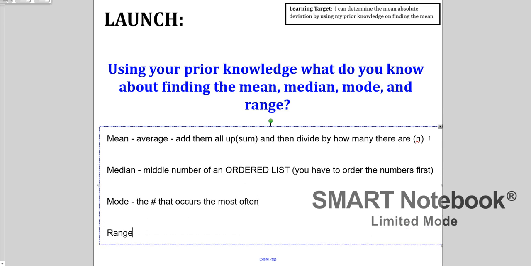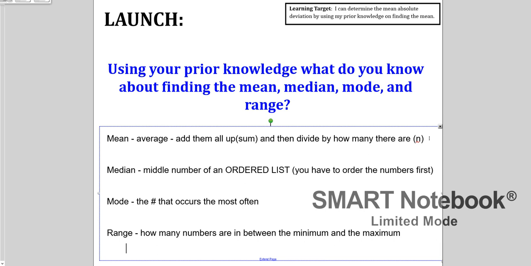And the range is how many numbers are in between the minimum and the maximum. Remember that the minimum is the smallest number and the maximum is the largest number. And to find what the range is, you just do the maximum minus the minimum.